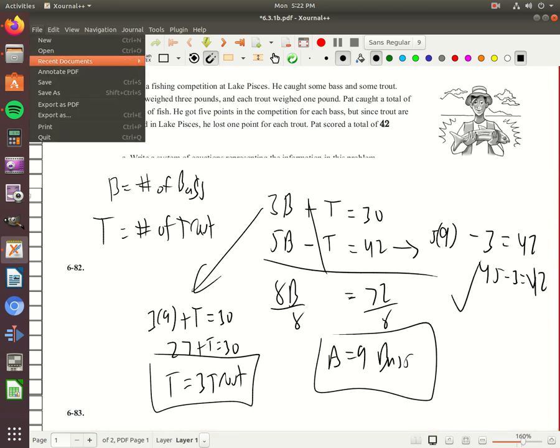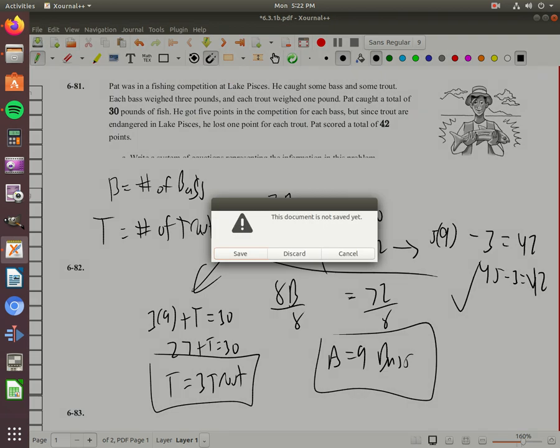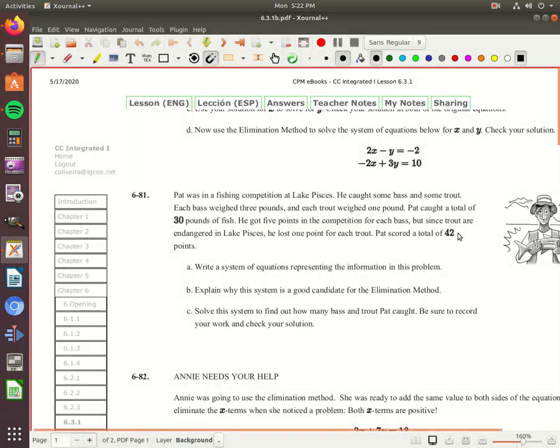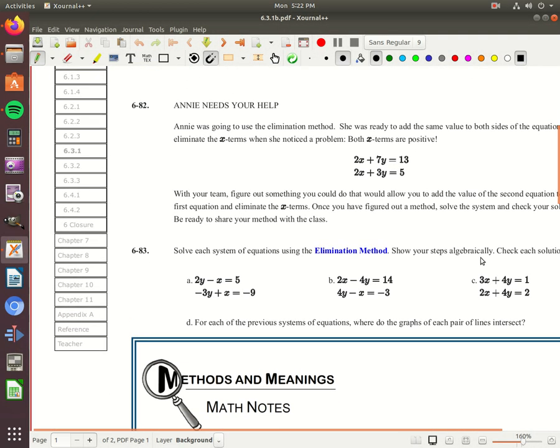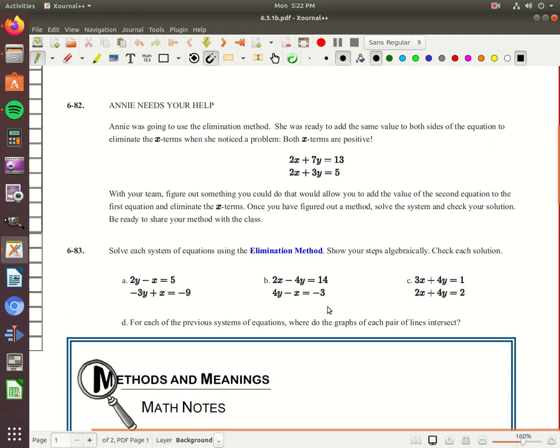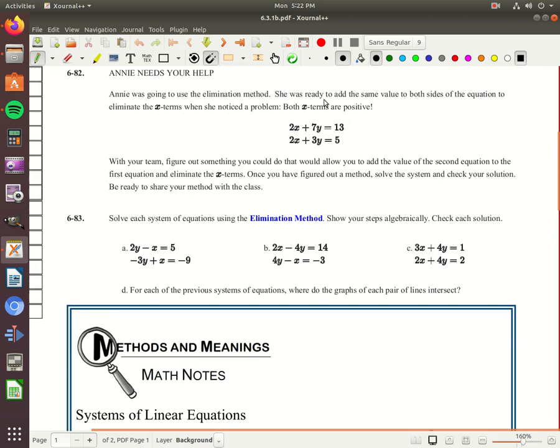Alrighty, let's keep going with this. To 682. So Annie needs your help. Annie was going to use the elimination method. She was ready to add some value to both sides of the equation to eliminate the x, and she knows the problem: both x's are positive.